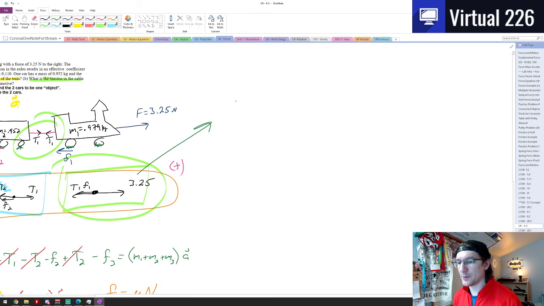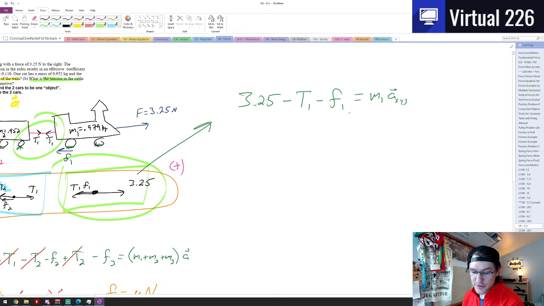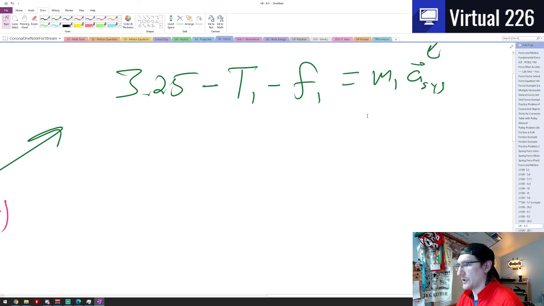If I set up the F equals ma for this, I'm going to have 3.25 minus T1 minus the friction one, and that's going to equal the mass of just the first car, m1, times the acceleration of the system. We just solved for that acceleration of the system, if you recall. It was 0.306. So we can start solving this equation out.